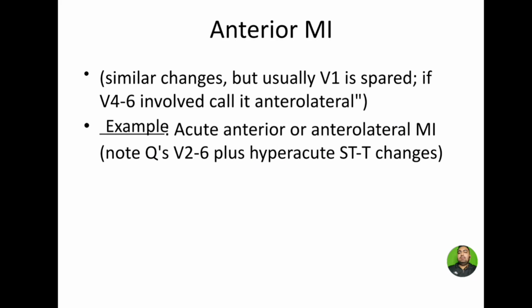So what happens in anterior MI? There are almost similar changes, but V1 is spared because V1 is a little bit on the right side of the heart. And if V4 to V6 is involved, it is called anterolateral because V5 and V6 are the leads which are facing towards the lateral side of the heart, for example acute anterior or acute anterolateral myocardial infarction.